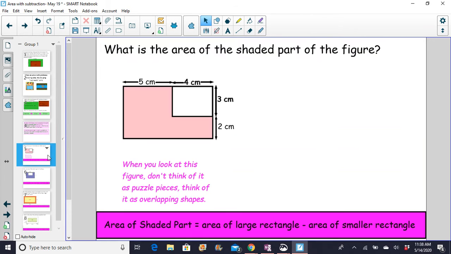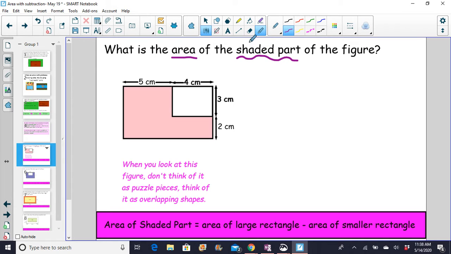All right, my friends, we're going to continue on. We're going to do 4 more examples of finding the area of either a pathway or a specific part of a composite figure. Okay, so take a look at this figure that I have here with the pink and white rectangles. Our task is to find the area of the shaded part of the figure. Okay, important: I'm finding the area of the pink part of the figure, not the white part. That's what I want to find.